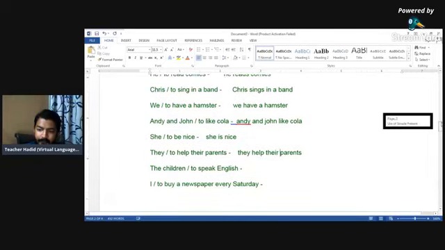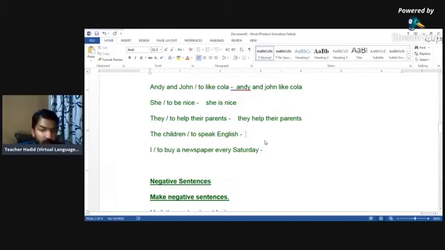Moving on, the children to speak English. I'm giving you 3 seconds to think. What should be the right answer? The children to speak English. One, two, three.